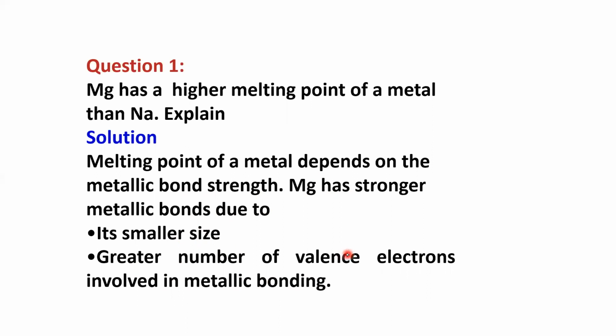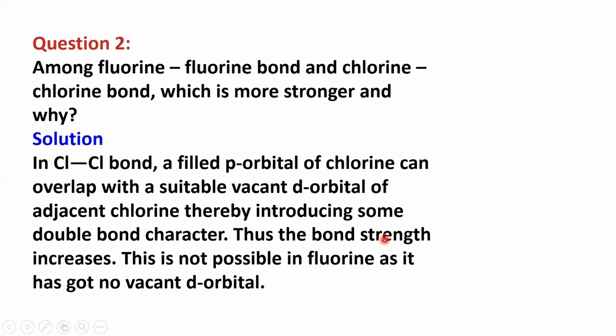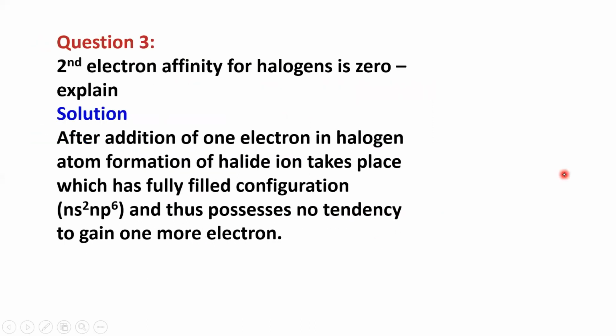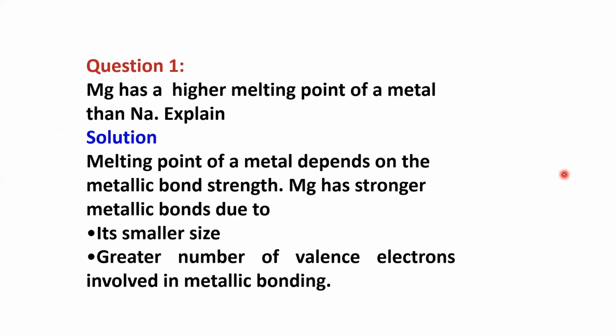Across the period, the melting point first decreases, and after that it increases. Anyway, periodic trends are not needed here. They have only compared the melting point of magnesium and sodium. So the sodium melting point is obviously low when compared to magnesium. Next question.